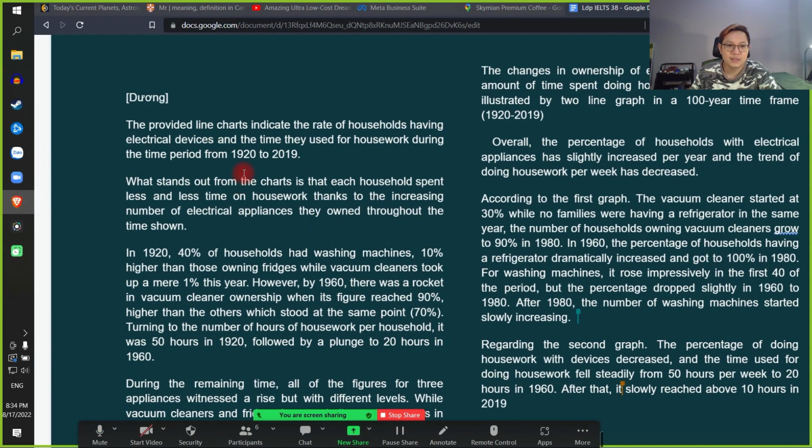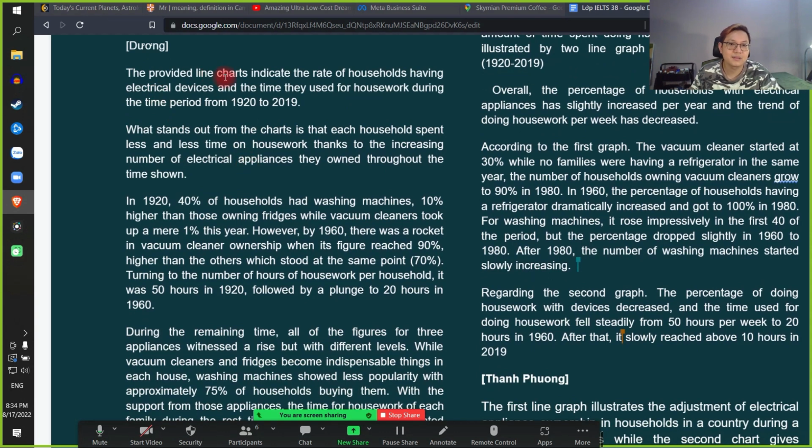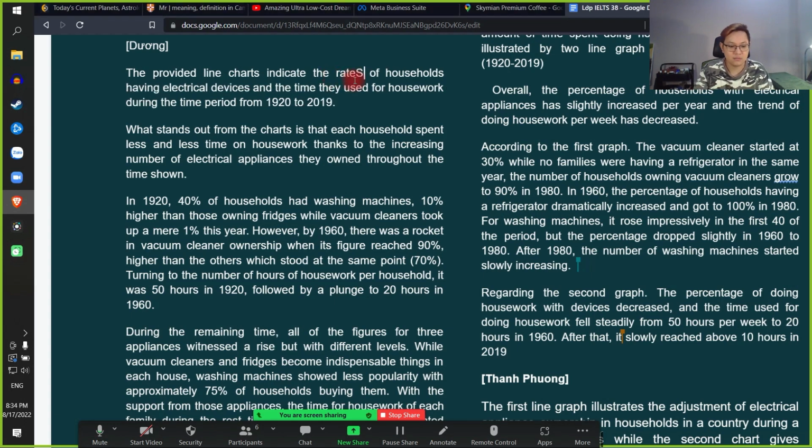Okay. Now, so Mr. Young, the provided line charts indicate the rate of household. The rates, những tỷ lệ đúng không? So because there are two different rates, you can say, so plural, okay? There are two different things you're trying to say, two different rates. Có hai cái rate lận nha. Hai cái biểu đồ, hai cái rates lận. Of household, two rates.